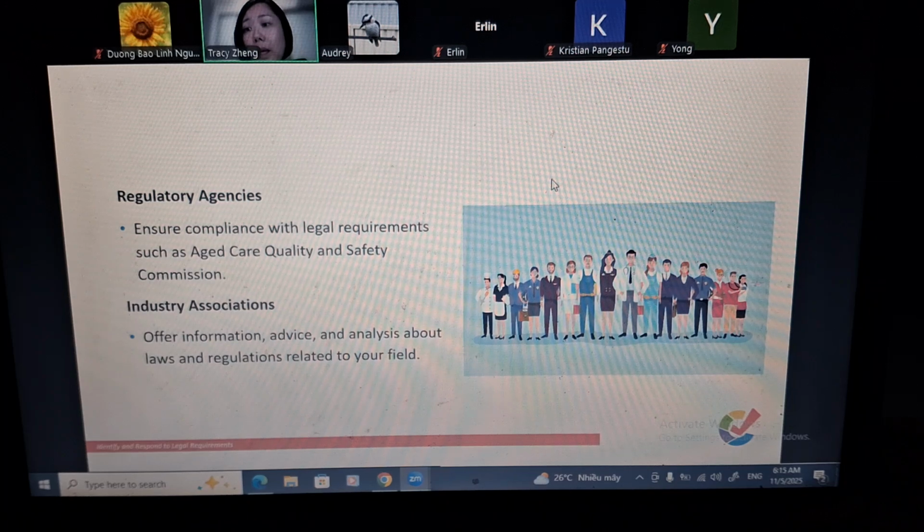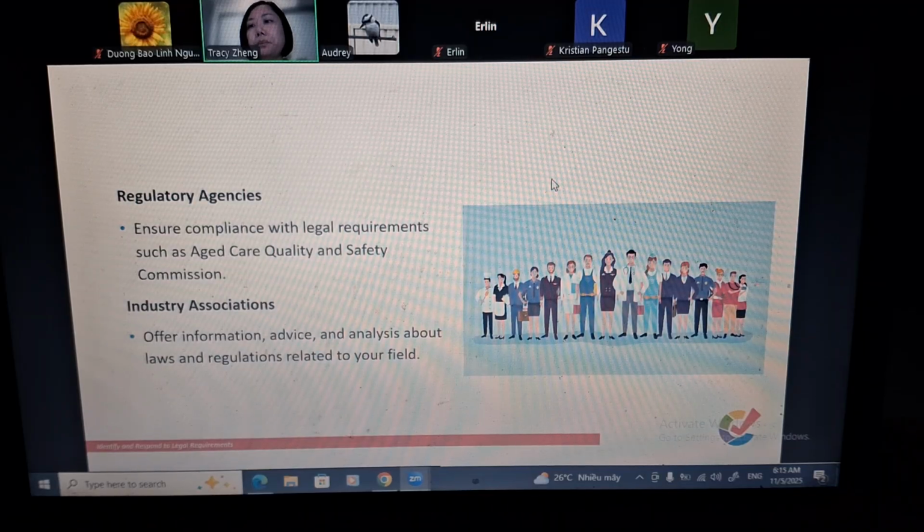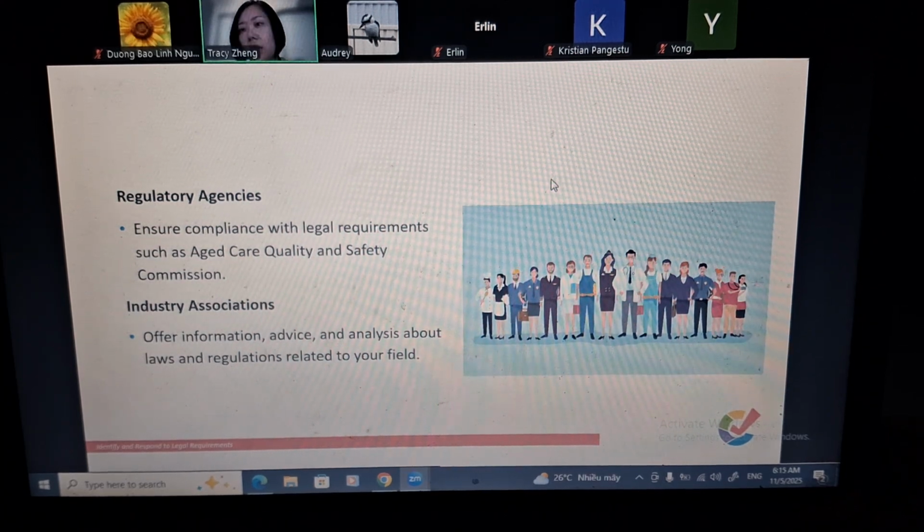So make sure you're familiar with the new aged care quality standards. I believe some of the students have already started working in aged care facilities, and I'm sure your employer has already started showing and explaining the new aged care standards to you. If not, please go to the Aged Care Quality and Safety website and start learning about the new Aged Care Act and also the aged care standards, right?